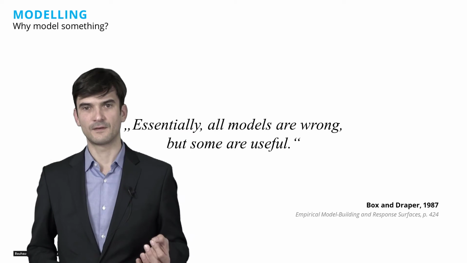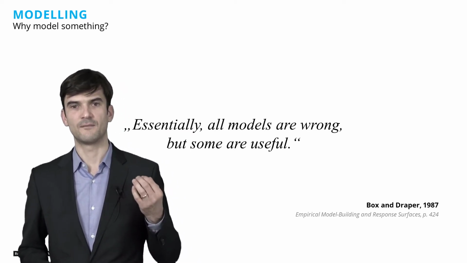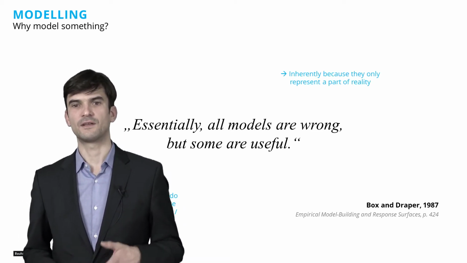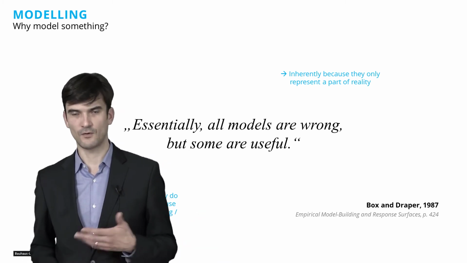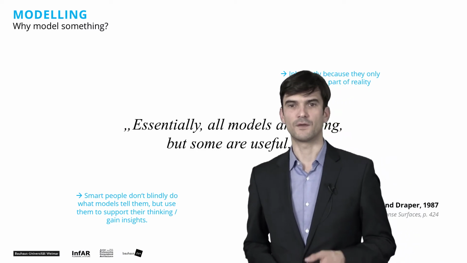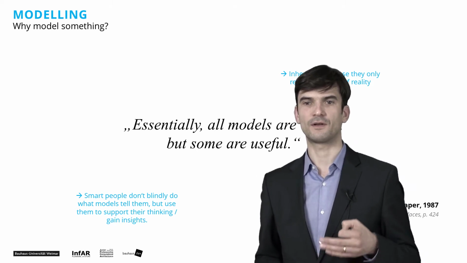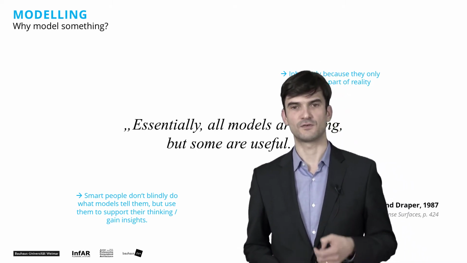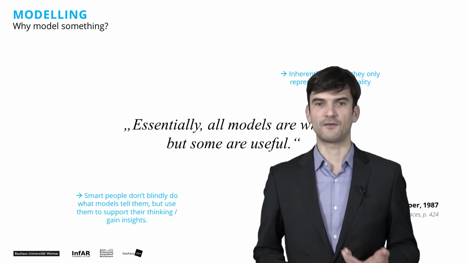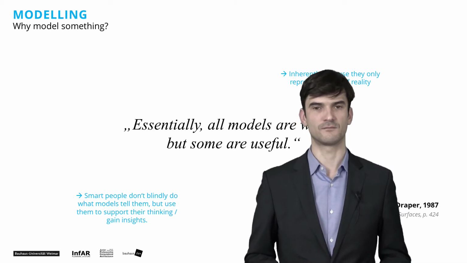And this quotation is so nice because a model represents, of course, only a part of the reality. Therefore, it's wrong by definition. So all models are wrong. But smart people don't blindly do what the model tells them. They use models to support their thinking, to gain insights, or to support their decisions by adding additional arguments during a more complex decision-making process.